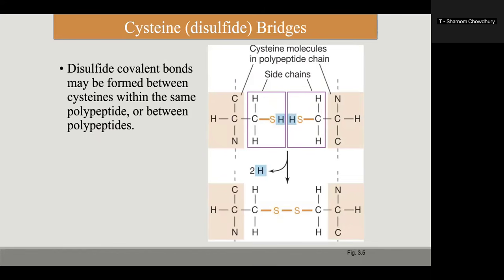So when it comes to cysteine disulfide bridges, they are extremely important because they help create a stronger bond between sulfur molecules. So when you have cysteine molecules in polypeptide chains, cysteine amino acids have side chains that contain sulfur. And what these do is that they can release hydrogen so that the sulfur molecules can create a bond within itself. And these disulfide covalent bonds help create just a much stronger and stable molecule.